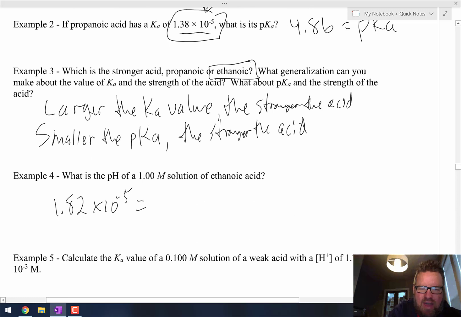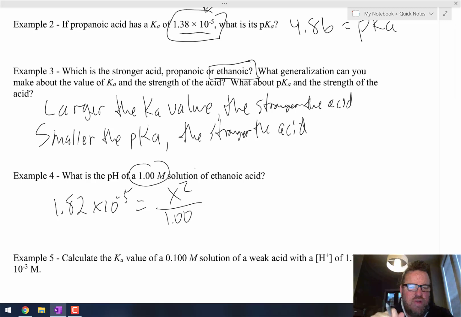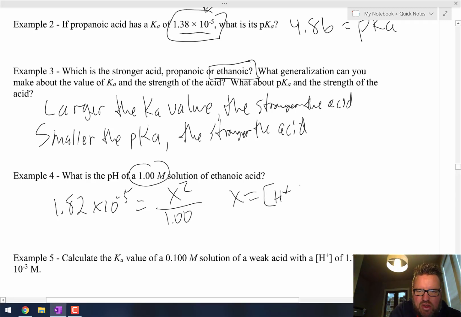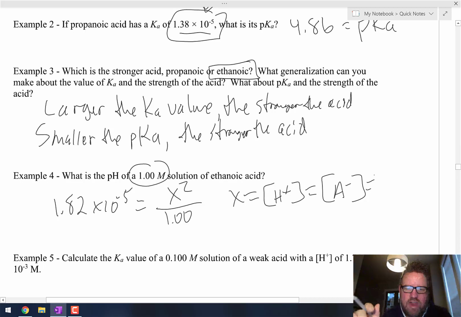Basically what you're going to have, and this is going to look real similar, is x squared over 1 molar minus x, which again, we're going to leave that minus x out to eliminate the need for the quadratic equation. Okay, so we're going to solve for that. And x, remember, is going to equal the hydrogen ion concentration. It's also going to equal the conjugate base ion concentration, the ethanoate part of that acid, the A minus part.